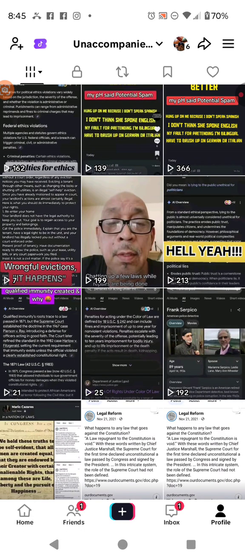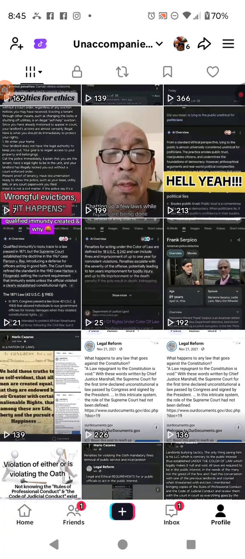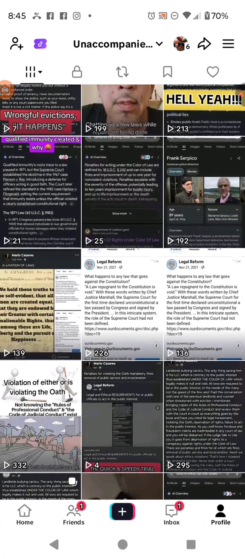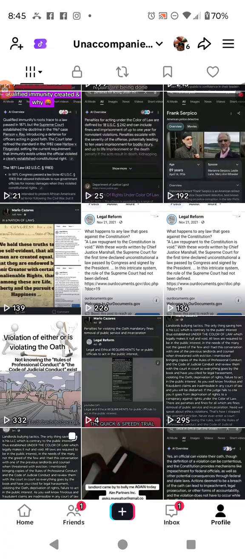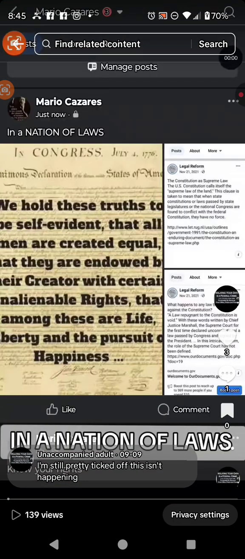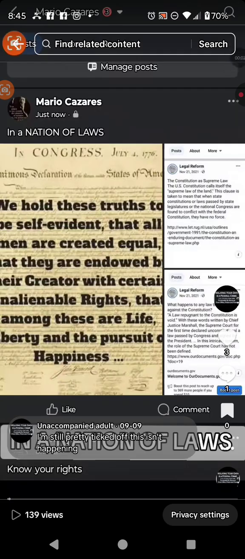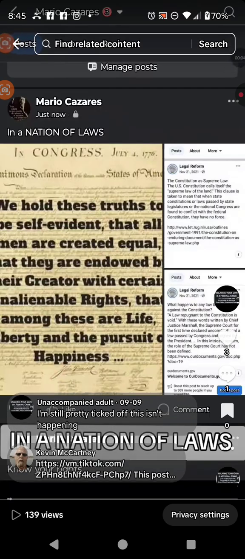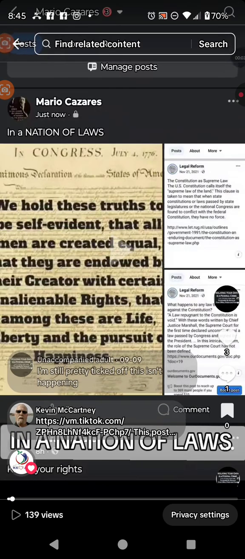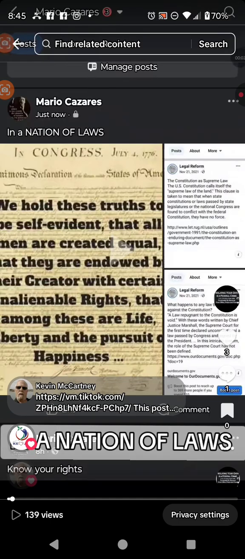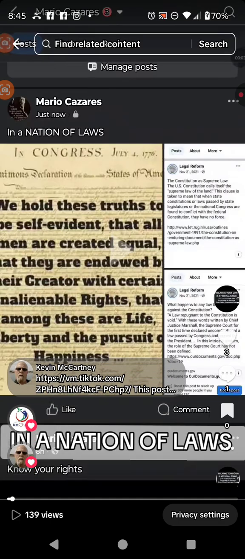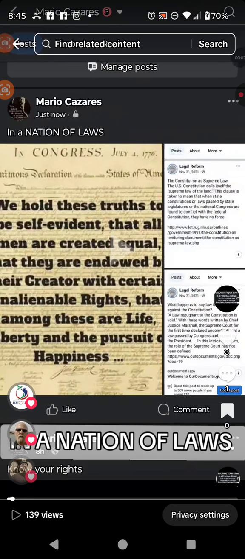I have different aspects of this one. I just wanted to talk to you about. Okay, look at it. We hold these truths to be self-evident that all men are created equal and they are endowed by their Creator with certain inalienable rights. Among these are life, liberty, the pursuit of happiness, and that hasn't happened yet. That's the privation of rights.